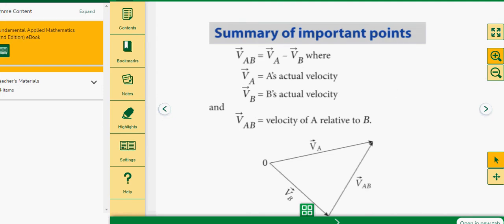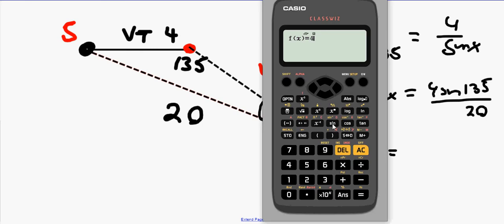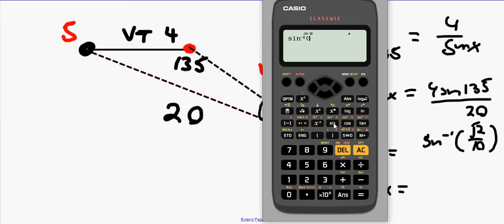So I just have to pause this. Now, x will be sine inverse of all of that, whatever that is. It's 4 sine 135. Make sure you're not in radian mode when you're doing this. Degree mode, sine 135, that divided by 20. Root 2 over 10. So sine inverse root 2 over 10. What do we get there? Do you get 8? 8.13.